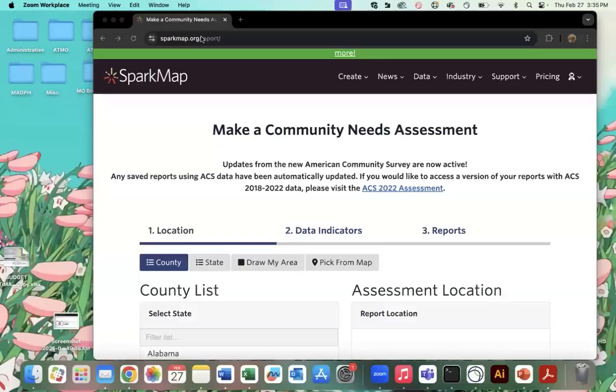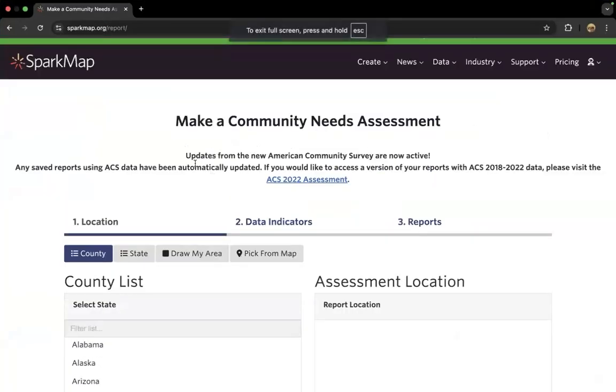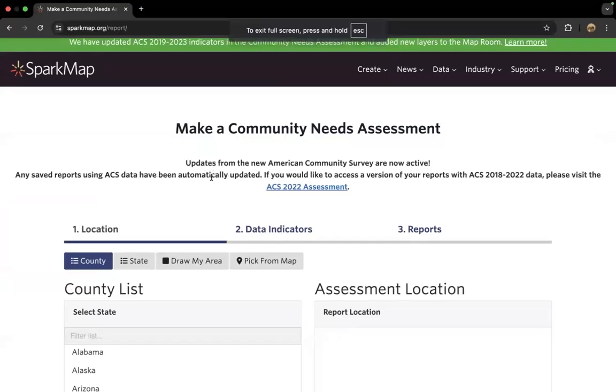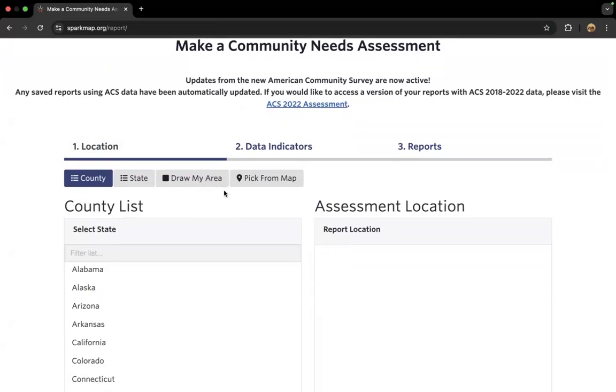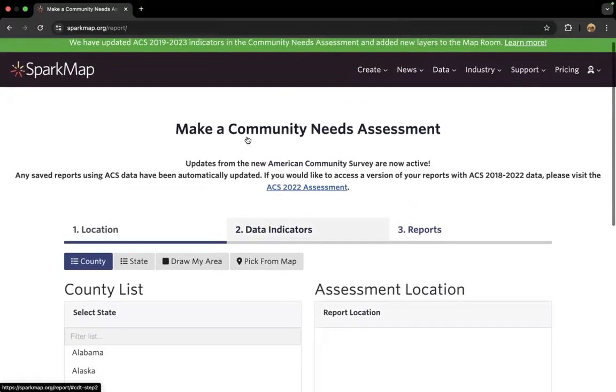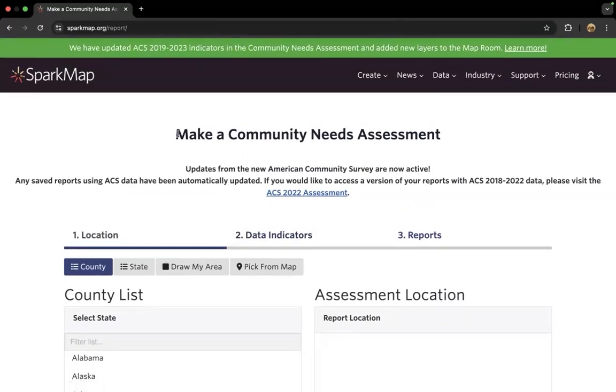All right, thanks, Jamie. I will share my screen, and like Jamie said, we recognize that sometimes you all need access to older data. And so in our report, which is updated to our most recent 5-year estimates from the ACS, we have this option to look at our 2018 to 2022 ACS indicators and generate reports using those data. And so to do that, we would just go to our community needs assessment and then click this link at the top of the page.